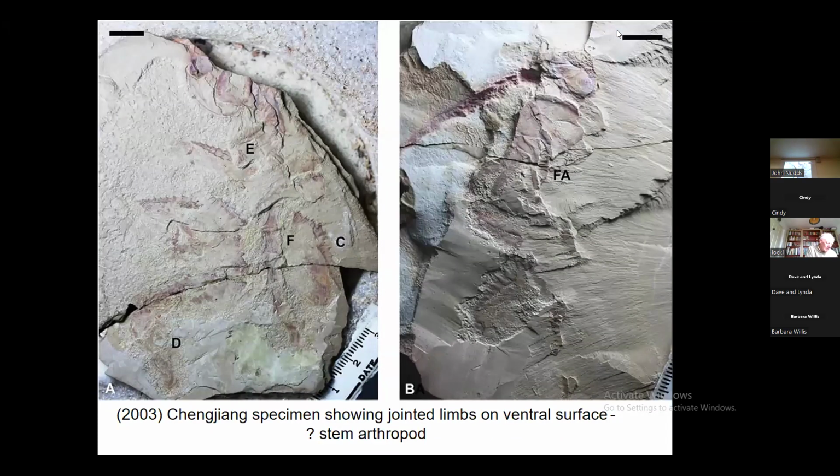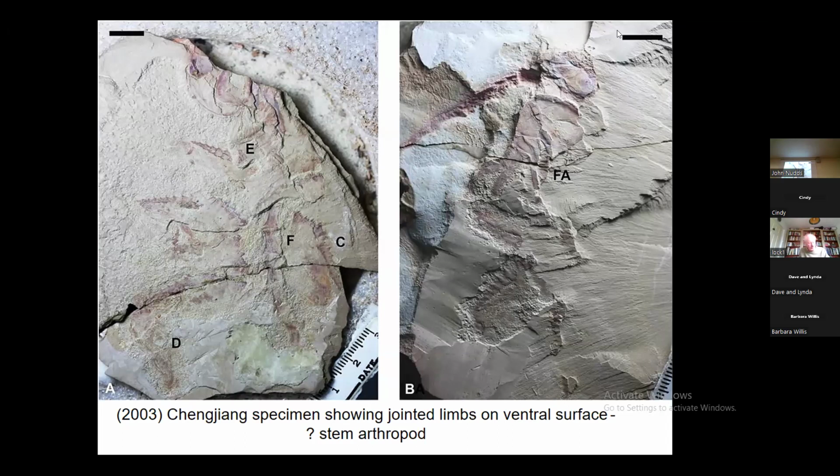Chengjiang to the rescue. Here's a specimen from Chengjiang. There are a number of anomalocaridids in Chengjiang. This one shows the ventral surface. And lo and behold, on the ventral surface are these jointed appendages. So that's the characteristic feature of an arthropod. It's not an experimental phylum. It is, in fact, a stem arthropod.